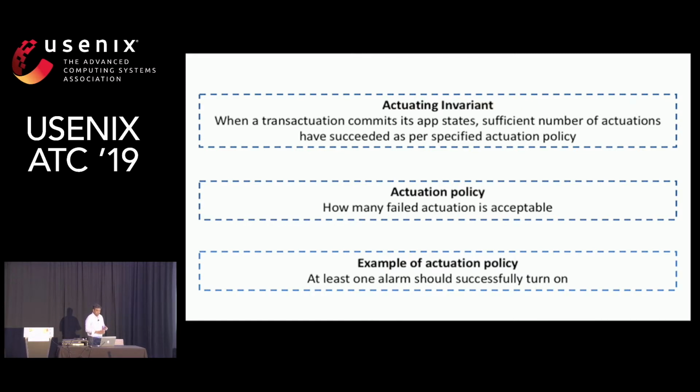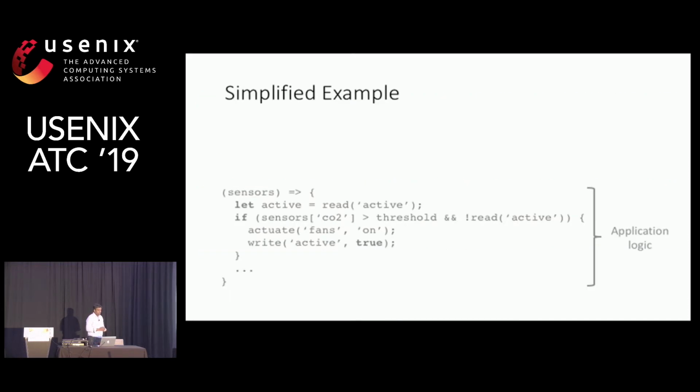Let's explain this more with a simplified example. So, this is code written by a smart home developer, and this is actually real world code. He is reading carbon dioxide sensors here, and if the value of the sensor reads is greater than a particular threshold, and if he has not already activated the exhaust fans, which is tied to a software state active, he is actuating the fans and setting the software state active to true. So, this is code without transactuations.